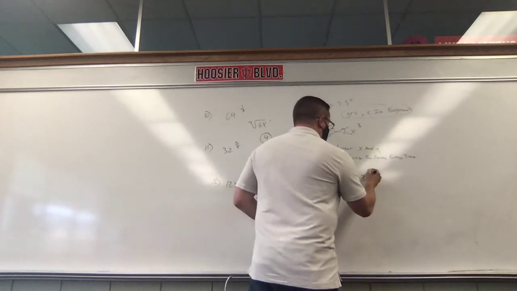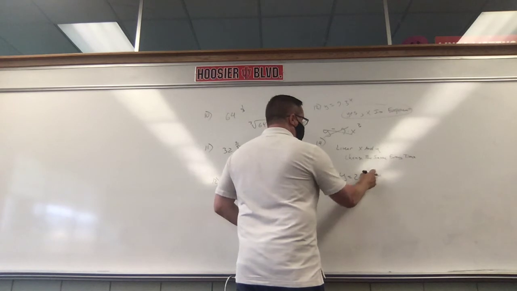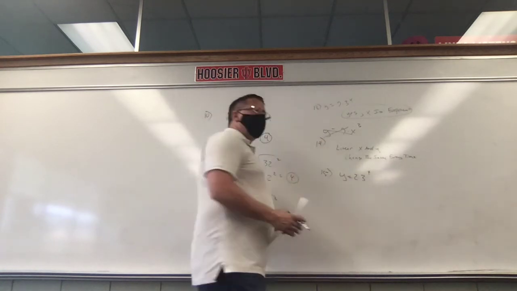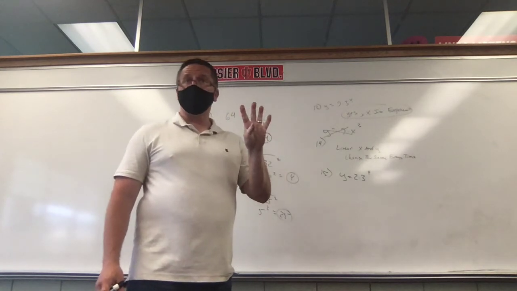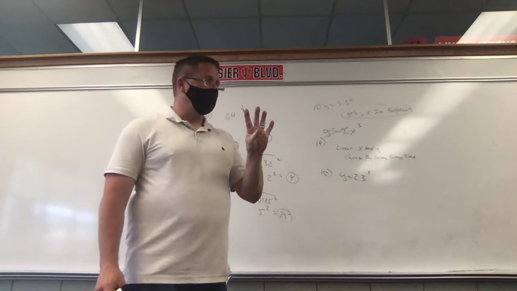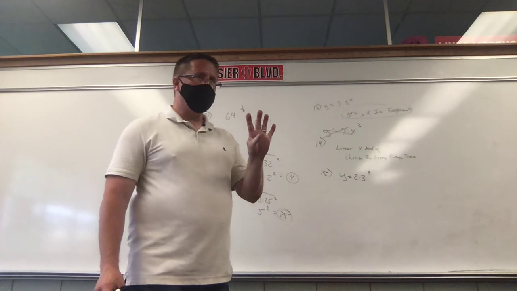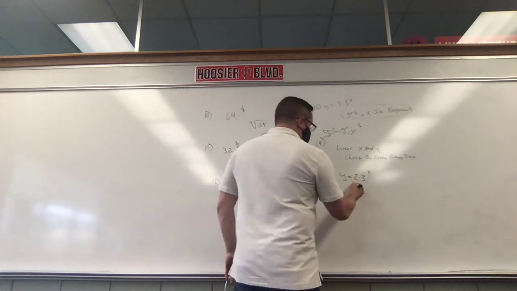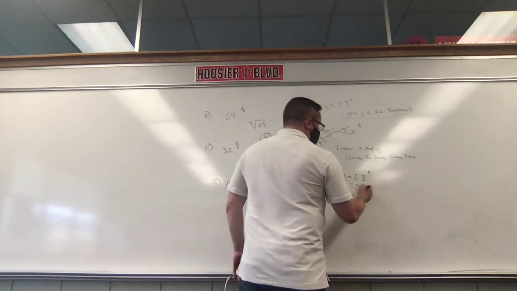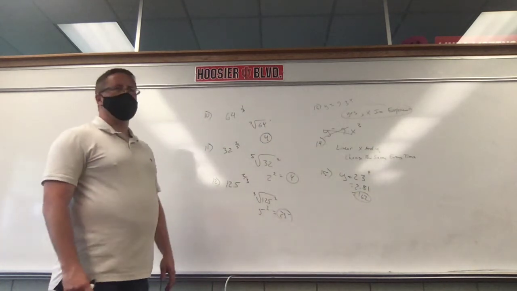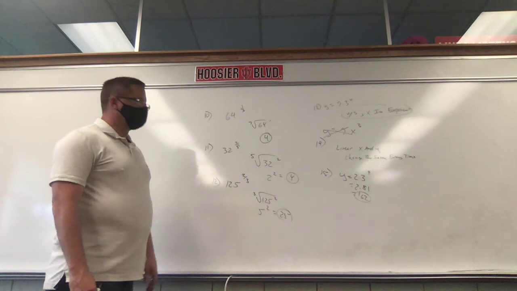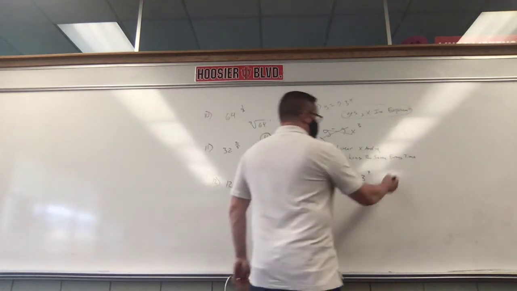So plug in 4. Do we times first or do powers first? Powers. 3 to the 4th. Does that mean 3 times 4? No, it's 3 times 3 times 3 times 3. Can you use a calculator? On the test, can you use a calculator? Yes, you can. It's 81. So 2 times 81 is 162. You can use a calculator, but you can't use a phone calculator.